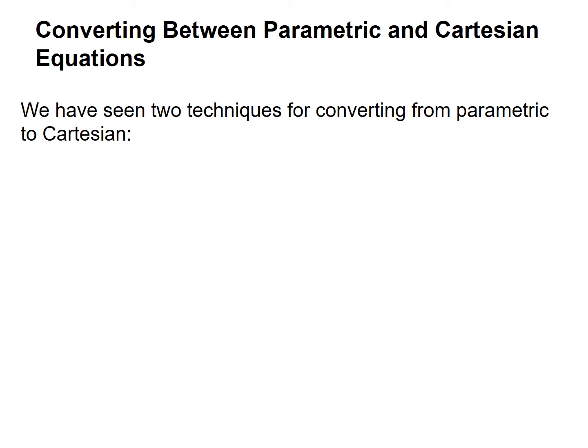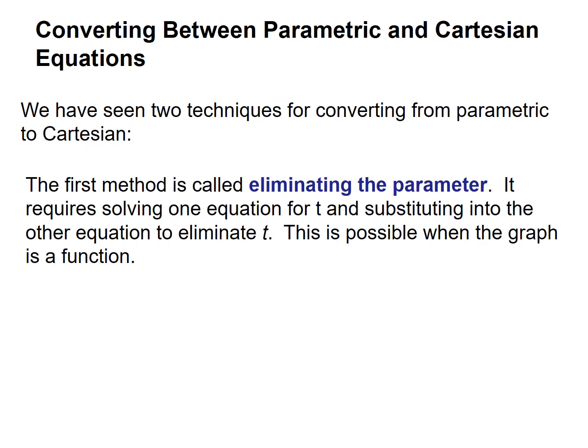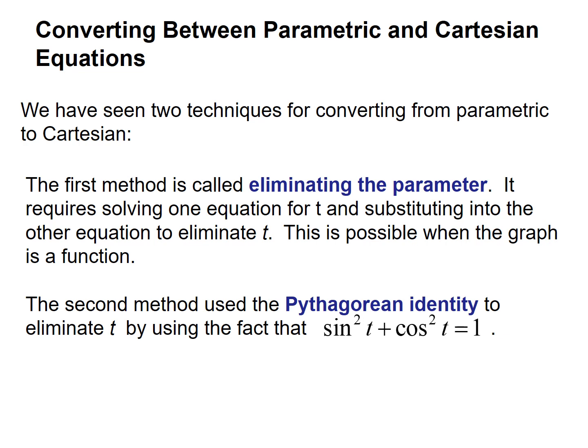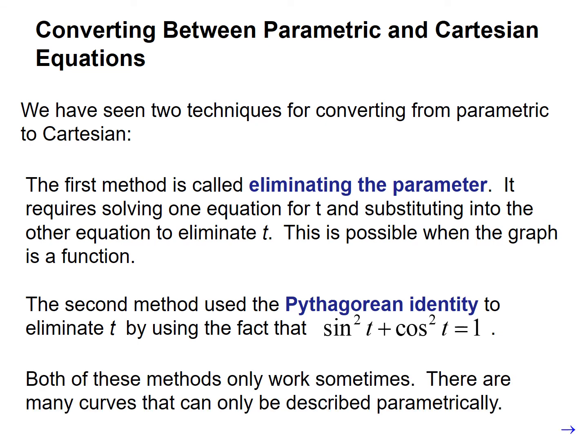All right, so we've seen two techniques for converting from parametric to Cartesian. We can eliminate the parameter, which is where we solve one of the equations for t, and then we substitute that into the other equation. And that method's only possible when the graph is a function, when it passes the vertical line test. The other method we can use is the Pythagorean identity if the equations we're dealing with have sine and cosine. Now, if we don't have either of those two cases, then we just can't eliminate the parameter. There are many equations, many graphs, that can only be described parametrically.